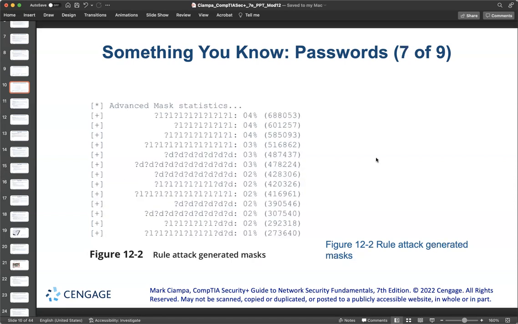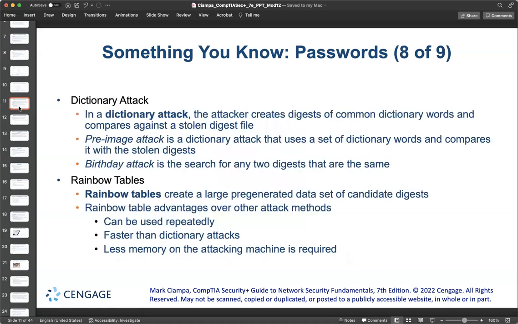And then based on that, you're going to come up with the advanced mask statistics, which is basically a generation of what percentage of the passwords follow which format. Now that you have the format, it's easy to put together what you learned about what types of characters are being used, what the length is, and what the format is, and then conduct a rule attack and find which one is going to be successful against those account IDs.